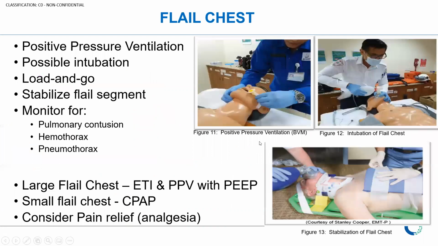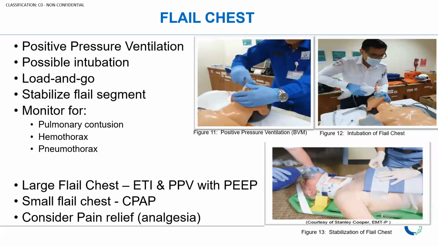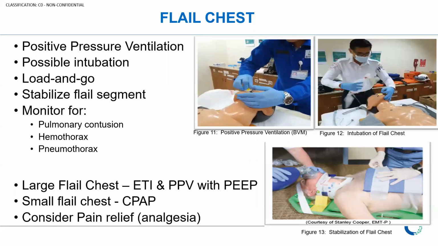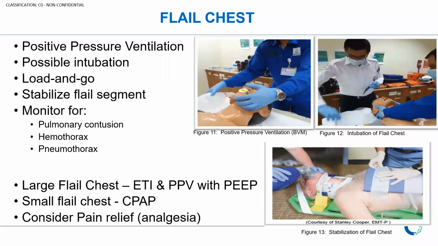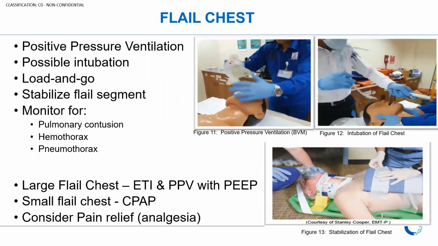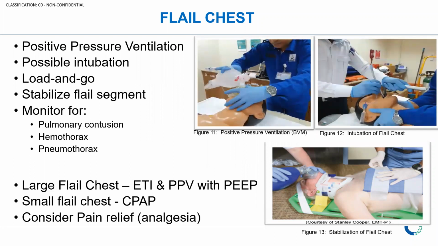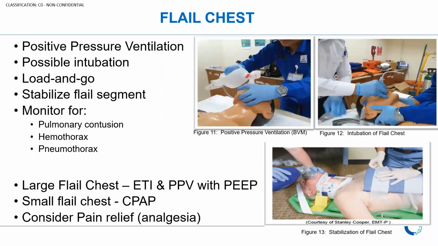Okay. So what are the interventions? What are the management that we can do at the scene? Positive pressure ventilation. That's one of the treatments of flail chest. Possible intubation. You need to intubate the patient. Okay. It's a load and go situation. Stabilize the flail segment. One of the rules. We will discuss the flail segment. And monitor for pulmonary contusion, pneumothorax, and hemothorax.